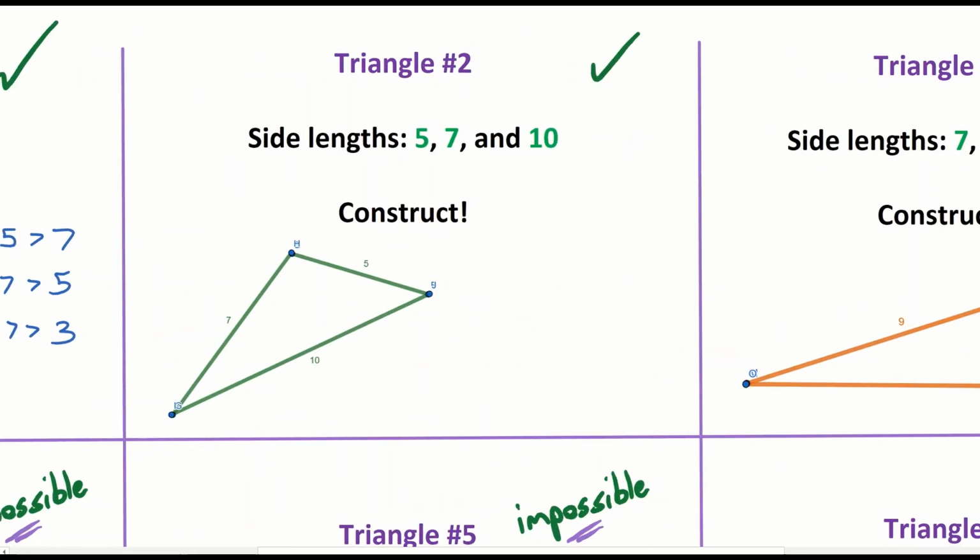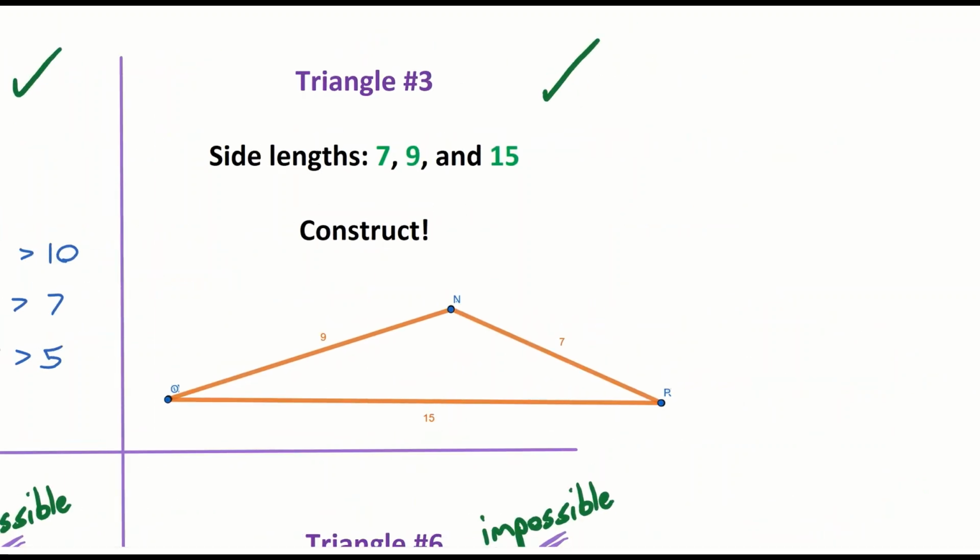Triangle 2: 5, 7, and 10. Let's make all the combinations. Again, it doesn't matter which order you put these together. 5 plus 7 is greater than 10, right? 12 is greater than 10. Okay, 5 and 10: 5 plus 10 is greater than the third side, 7. Yes, 15 is greater than 7. Now I haven't put together the 10 and the 7. 10 plus 7 is greater than 5. All three inequalities are true. So therefore, triangle 2 does exist, as we can see here.